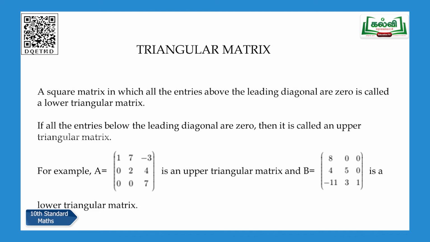For example, they have given the matrix A equal to 1, 7, minus 3, 0, 2, 4, 0, 0, 7. There you can find the leading diagonal is 1, 2, 7, and below that all the entries are 0. So, it is known as an upper triangular matrix. And the second one is 8, 0, 0, 4, 5, 0, minus 11, 3, 1. We have the diagonal as 8, 5, 1, but above the leading diagonal we have zeros. So, that is known as a lower triangular matrix.